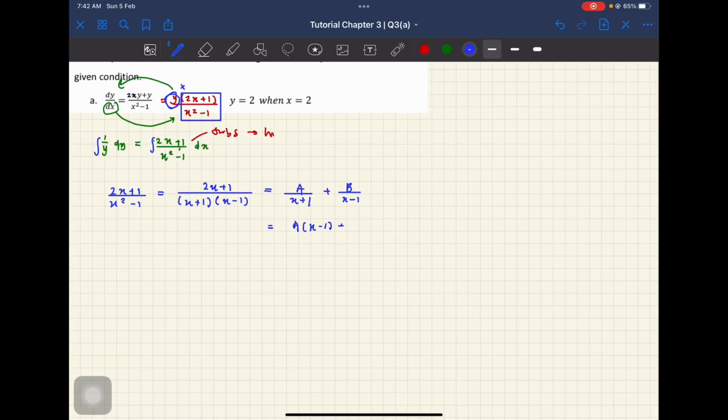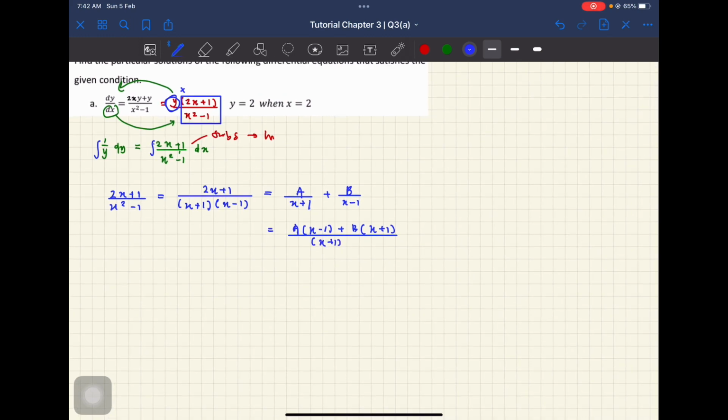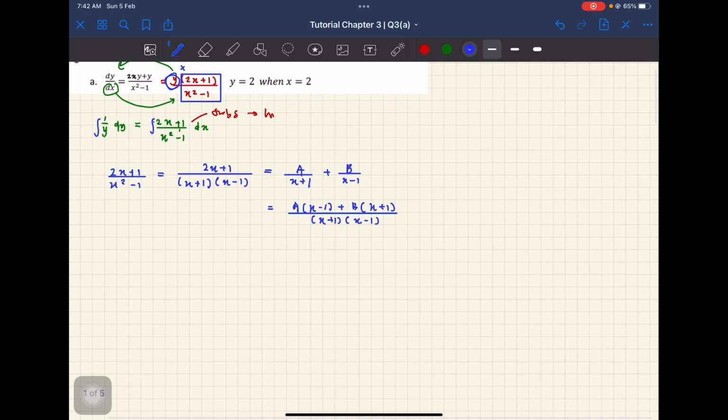Okay, and then b pun samalah. Tengok apa yang b tak ada. So b tak ada x plus 1. Settle. So over with x plus 1, x minus 1. Like this. Okay, so now kita akan compare.